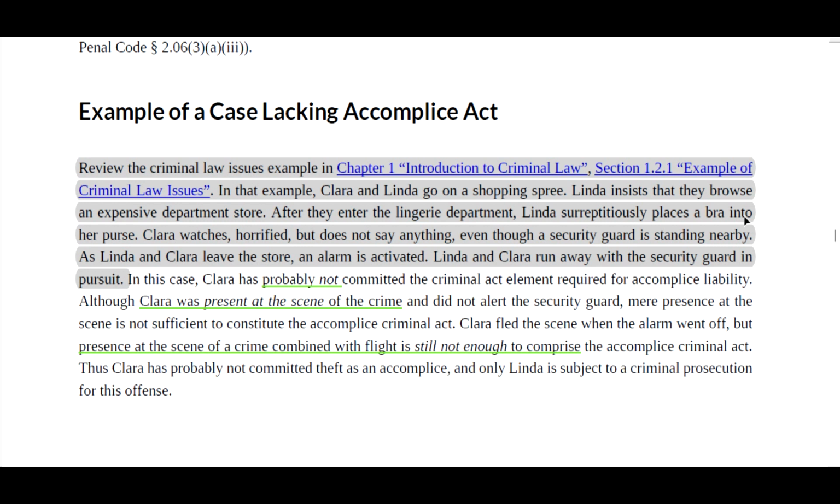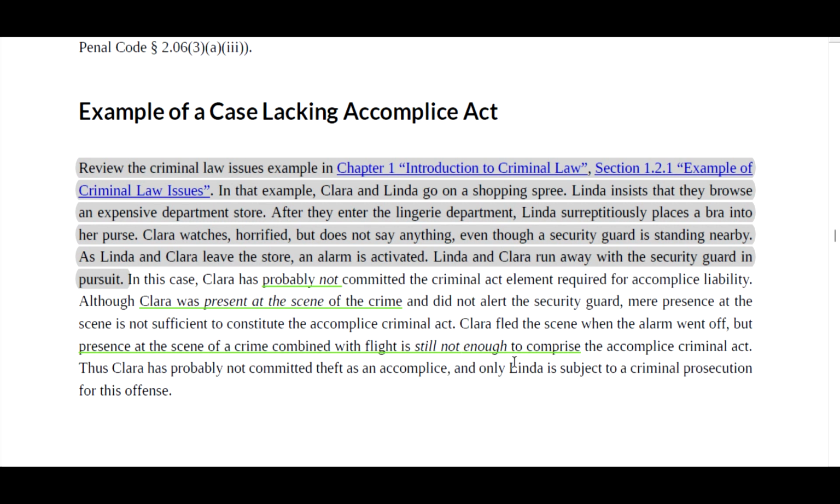So in the case, I just want to highlight the pieces I have underlined here. This is to help point out why it's lacking the accomplice act component. Clara has probably not committed the criminal act element required. Although she was present at the scene and did not alert the security guard, mere presence at the scene is not enough. She fled the scene when the alarm went off, but presence at the scene of the crime combined with flight is still not enough.